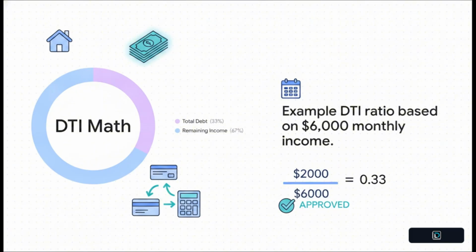Let's say you and your partner bring in $6,000 a month before taxes. You're eyeing a future mortgage of $1,500. Plus, you've got a $100 car payment and maybe $400 in minimum credit card and student loan bills. That brings your total monthly debt to $2,000. If we take that $2,000 and divide it by your $6,000 income, we get 0.33, which means exactly 33% of your income goes to debt. That leaves a huge 67% slice of the pie for living your life, saving up and paying for groceries.